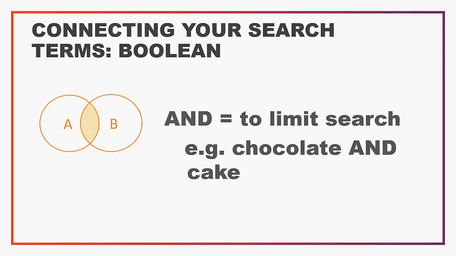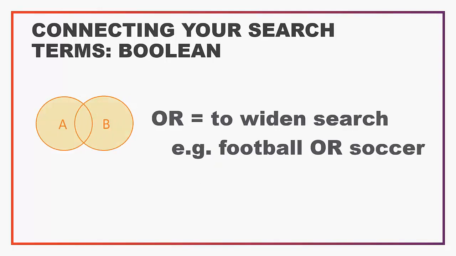As the Venn diagram shows, this will reduce the number of results that you see, making your search much more targeted and relevant. However, excluding everything that doesn't include both of those words can also overly restrict your search, so keep that in mind. Another Boolean operator is or.